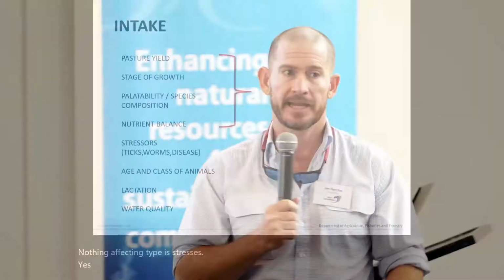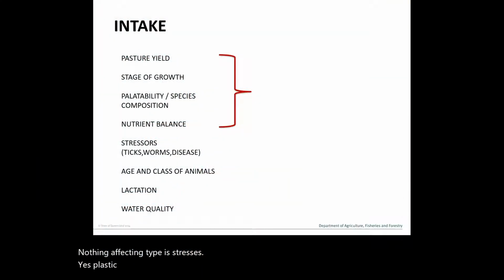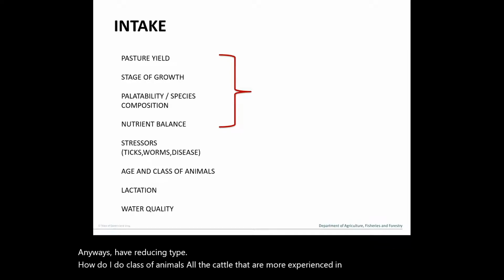Another thing that affects intake is our stresses. If we have large tick, worm burdens, that can influence them in a negative way to have reduced intake. Sick cattle don't eat as much grass as cattle in good condition. Our age and class of animals: older cattle that are more experienced in grazing paddocks that they have a knowledge of tend to have a higher intake and a higher efficiency in grazing than younger cattle that you put out in the paddock and they do 18 laps of the paddock before they put their head down to have a feed.